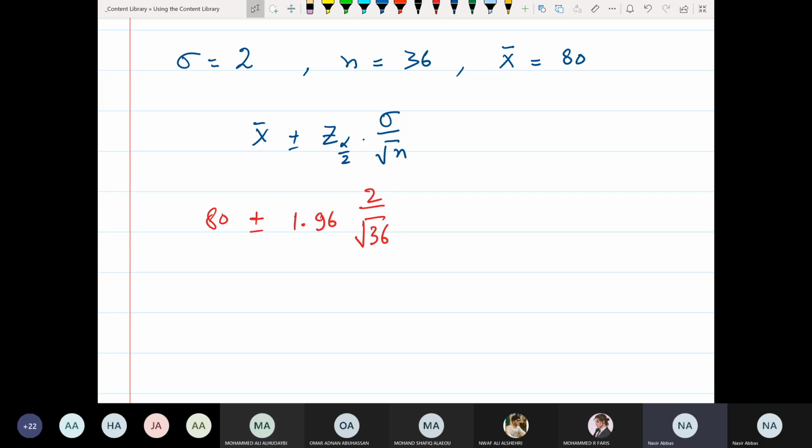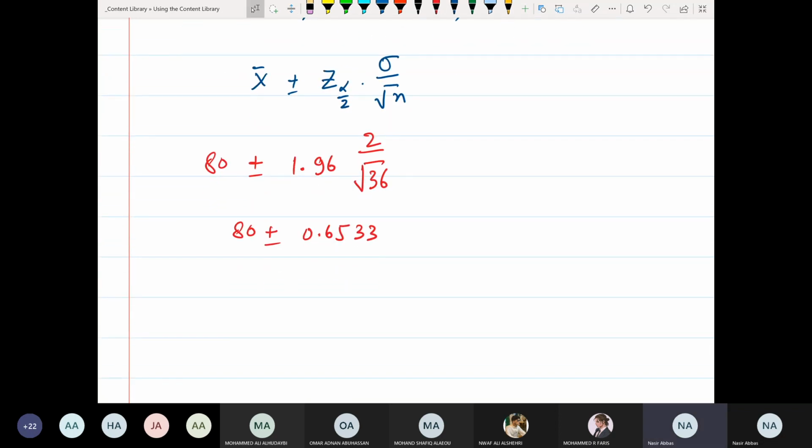1.96 times 2 is 3.92, divided by 6, is 0.6533. So it will be 80 minus this thing. 80 minus this thing will be 79.3467. And the upper limit will be x bar plus this, that's 80.6533.